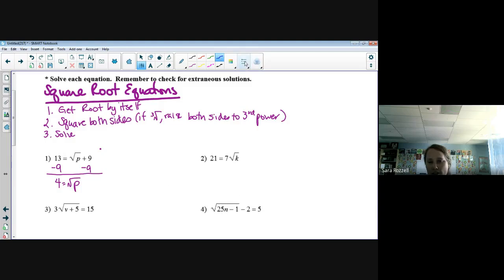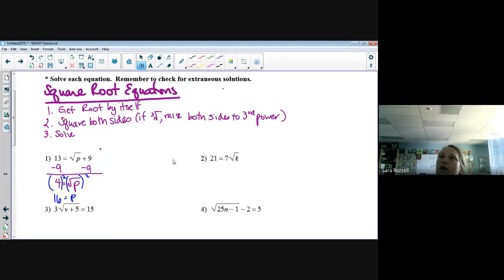But a way for us to do that, we're going to square both sides. We're going to raise both sides to the second power. And 16 is equal to p. Because remember, if you square a square root, the square root sign goes away. You're just left with what's on the inside. And we can always go back and check it. The square root of 16 is 4, plus 9 is 13.